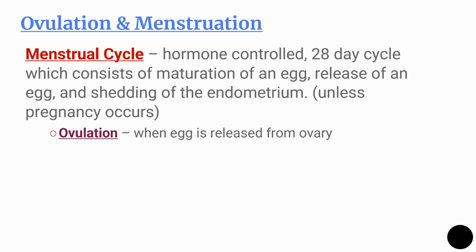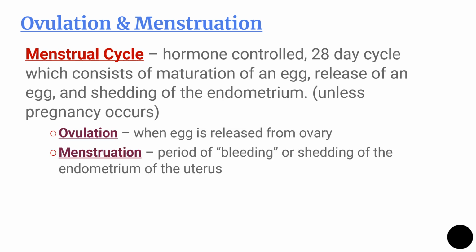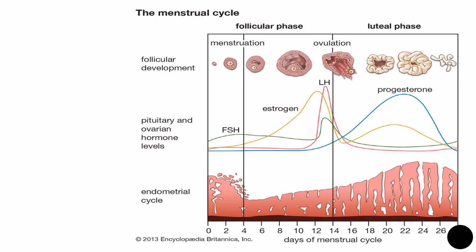So let's talk a little bit about ovulation and menstruation. So the menstrual cycle is going to be a hormone-controlled 28-day cycle, which is going to consist of maturation of an egg, release of the egg, and shedding of the endometrium unless pregnancy occurs. Ovulation is when the egg is released from the ovary, and menstruation is that period of bleeding or shedding of the endometrium of the uterus.